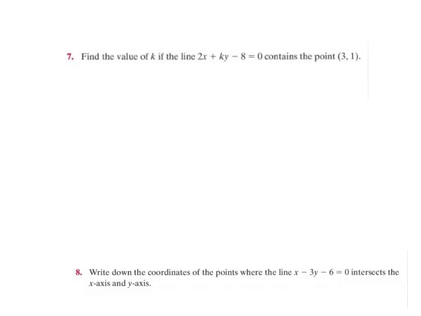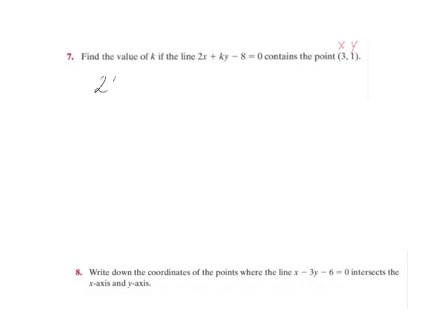Okay, here we're going to deal with some questions regarding the equation of the line. So the first one, find the value of k if the line 2x plus ky minus 8 equals 0. Okay, so we have an equation of the line and we are given a point 3, 1. So you have to remember that this is x and this is y. And all we have to do now is put this into the equation.